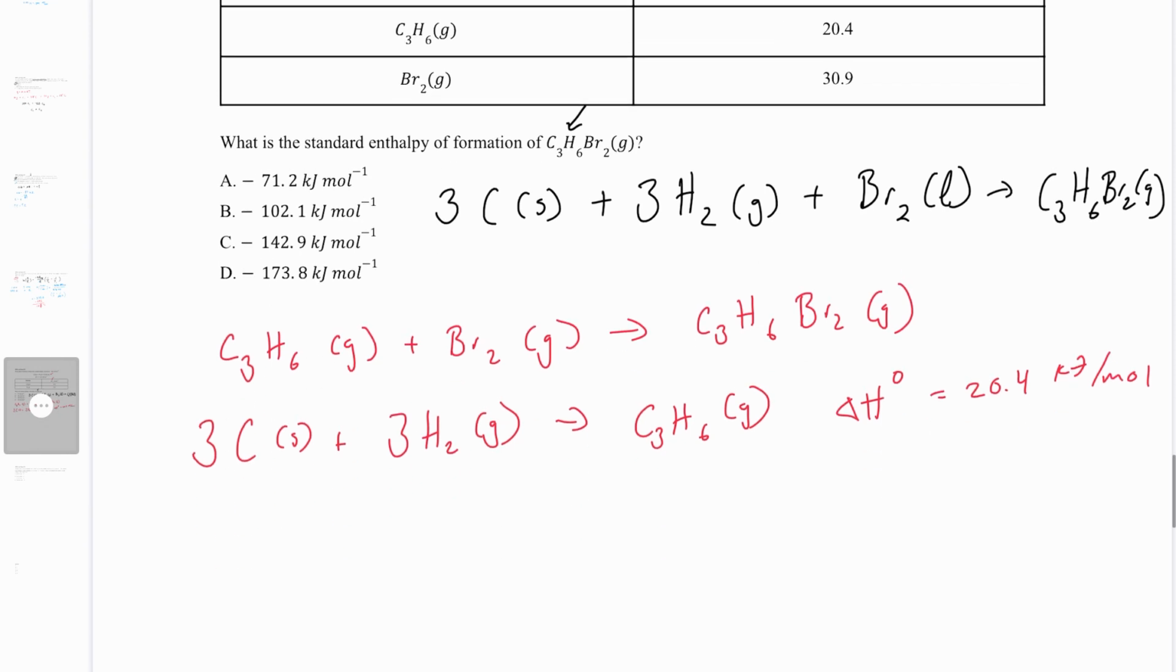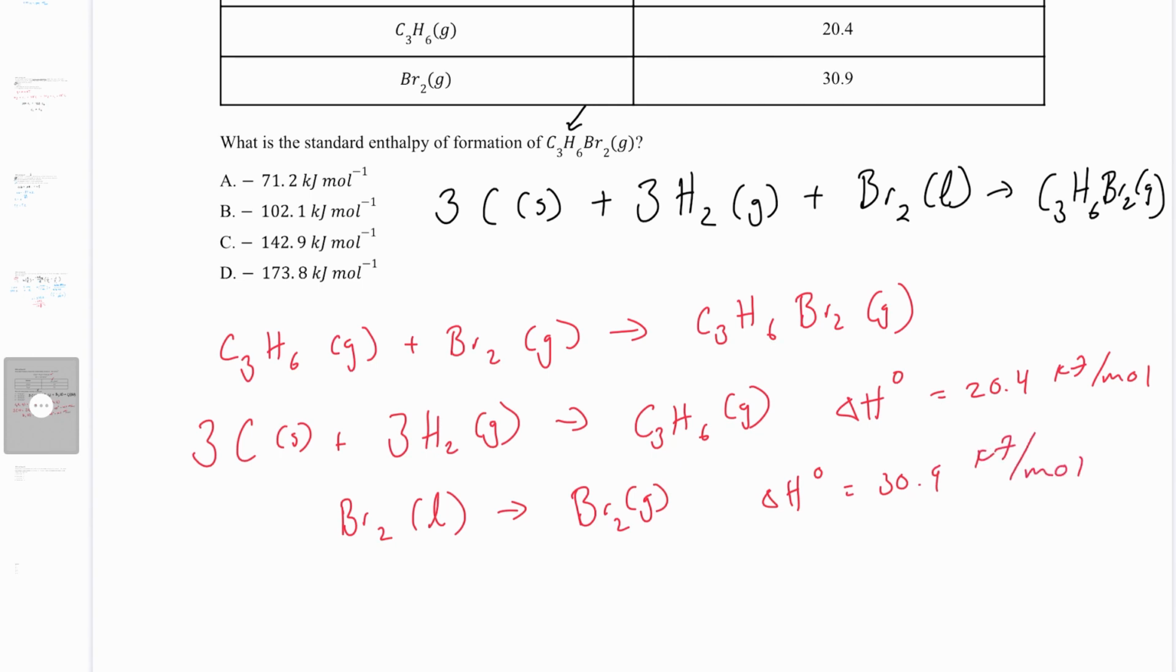The last one that you're given is the one for bromine. Now, bromine is naturally in its liquid state in standard form, so turning bromine liquid into bromine gas takes 30.9 kilojoules of energy per mole.